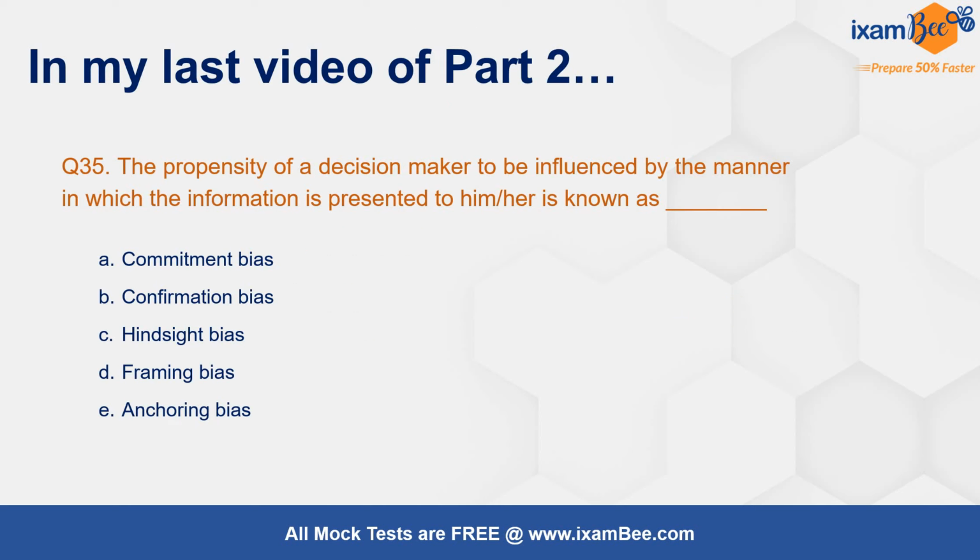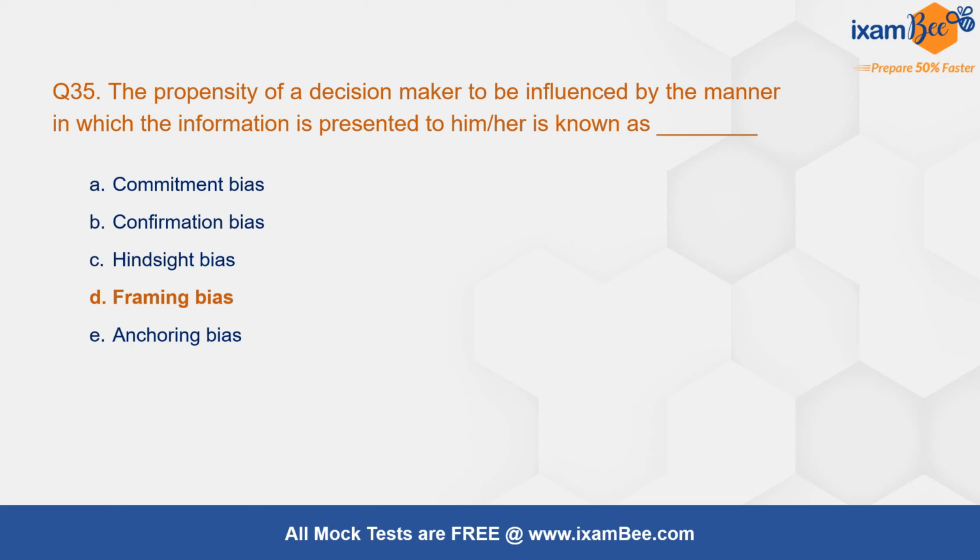In my last part 2, I had asked a question: the propensity of a decision maker to be influenced by the manner in which the information is presented to him or her is known as which kind of bias? Many of you had correctly replied in the comments box of that video. The answer is framing bias. It is about how the information is presented to you which helps you to make a decision.